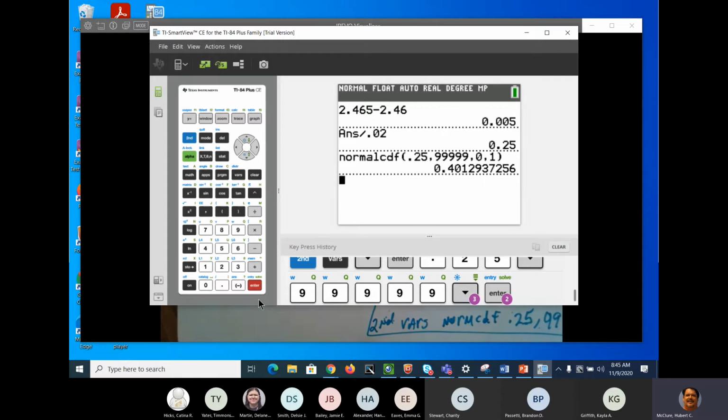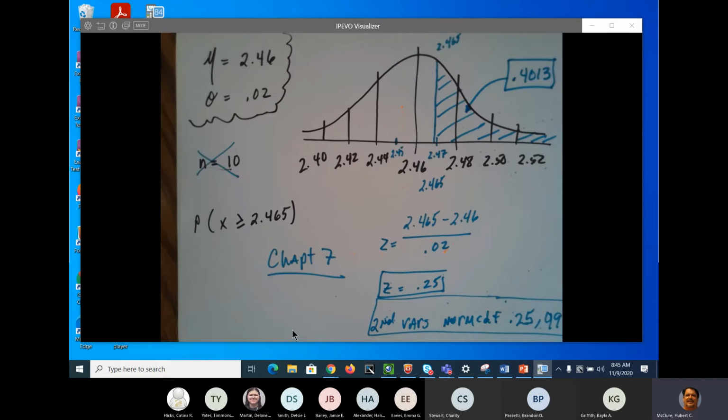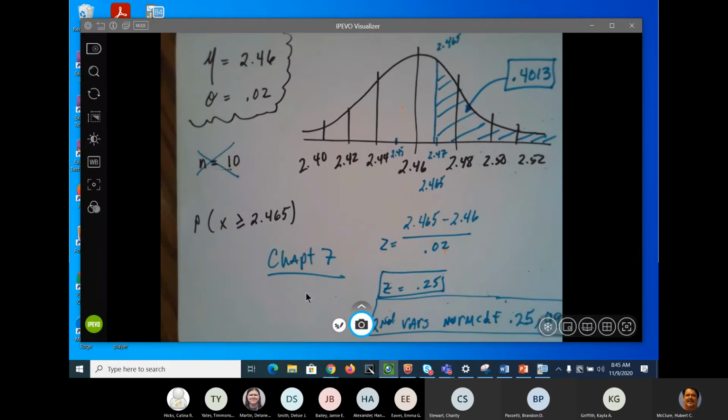0.40. So by chapter 7, this area is 0.4013. And that's your answer for chapter 7. Okay, so in blue is chapter 7.